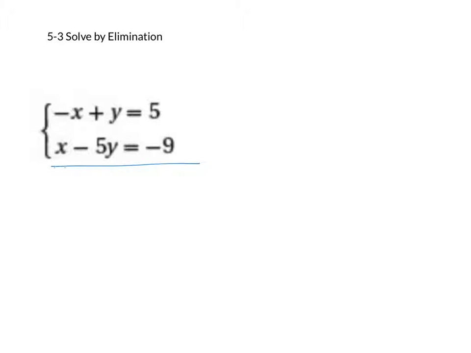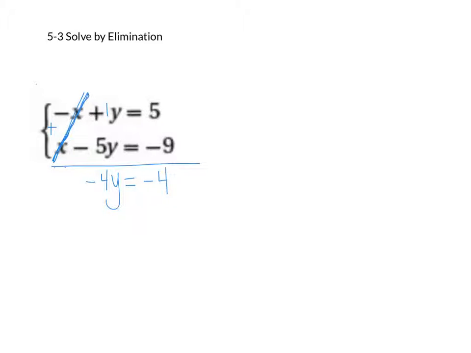if we think about adding these up together, this is a big giant addition problem. If you do negative x plus x, since they're inverses or opposites of each other, those cancel. They add to 0x, which I'm not going to write. Then I can add my 1y and my negative 5y to get negative 4y equals, and I can add 5 and negative 9, and I get negative 4.